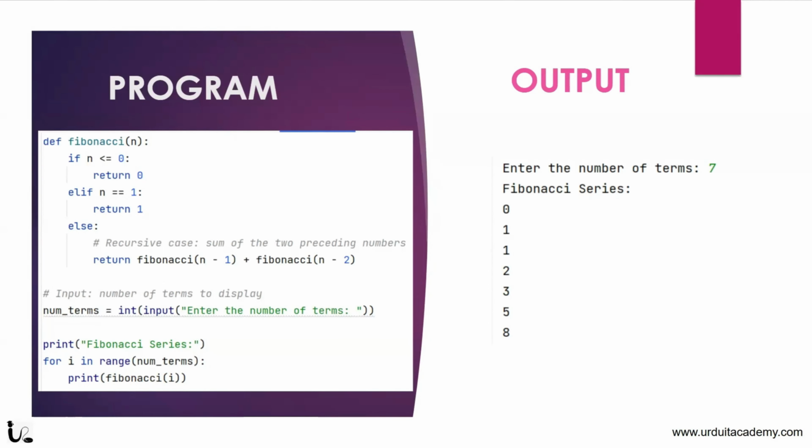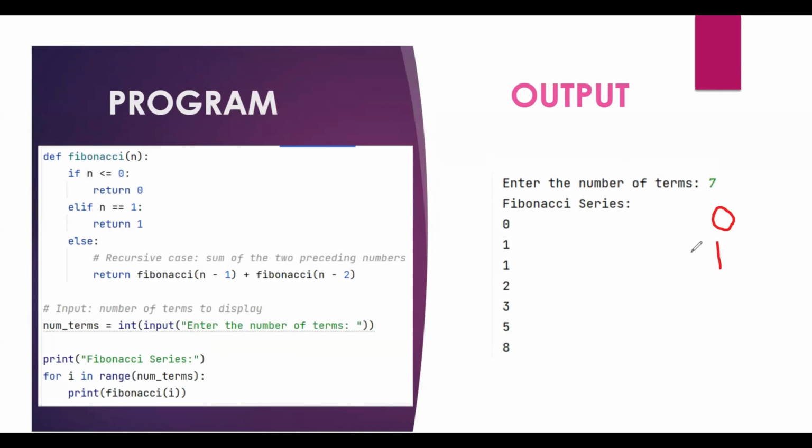Fibonacci series means it's a series where the first two numbers are always 0 and 1. Now we get the next number by adding the two previous numbers. Like the next number will be 0 plus 1, 1. Again, the next number will be 1 plus 1, 2. Then 1 plus 2, 3. Then 2 plus 3, 5. Then 5 plus 3, 8. Like that. Such a series we call a Fibonacci series.